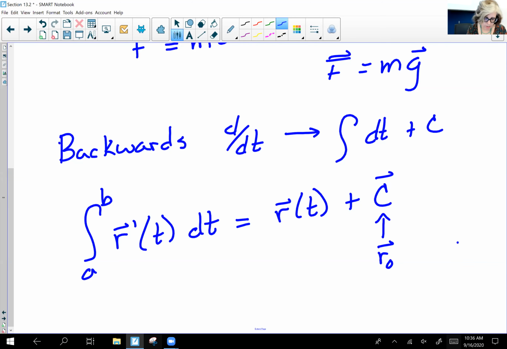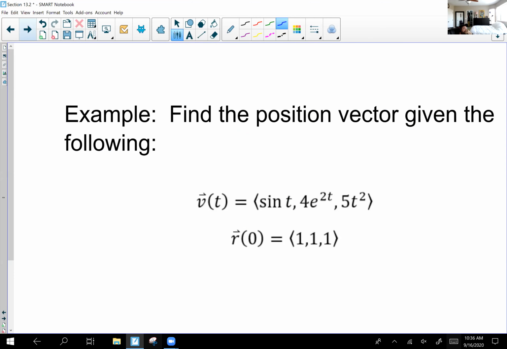So we're going to find, are we good to clear off of this one? All right. So we're going to find the position vector given the following. So go ahead and get this written down and then we'll get started on it.